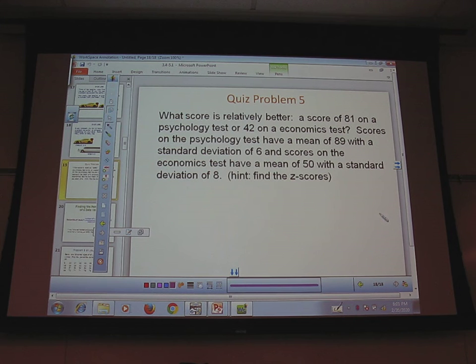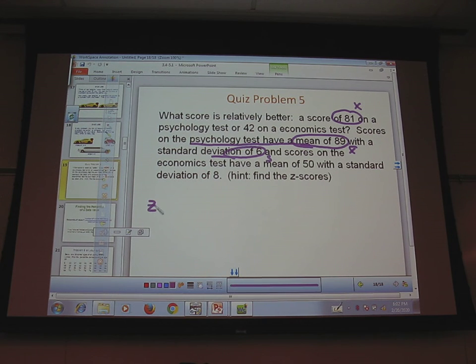Okay, so let's look at the psychology stuff in purple. So my psychology score is 81. That's my X. That's what I care about. What's my mean for the psychology test? So it says psychology test has a mean of 89. That's my X bar. Different than X, X bar. With a standard deviation of 6. So 6 would be my S.